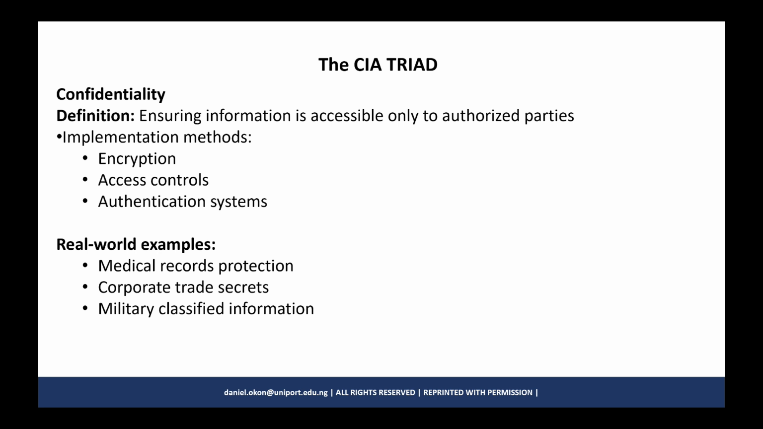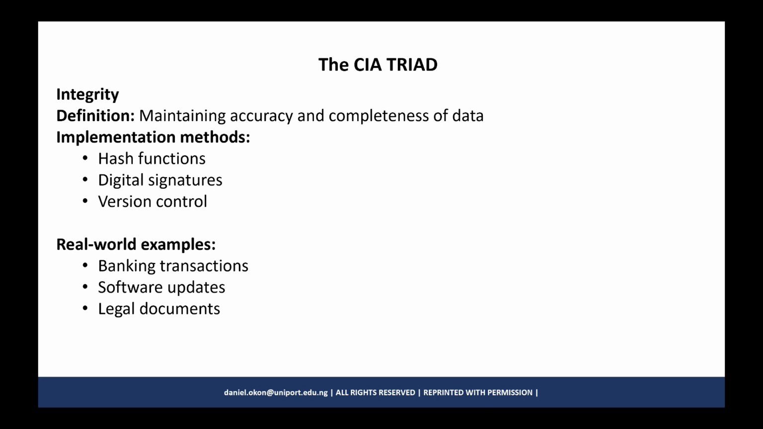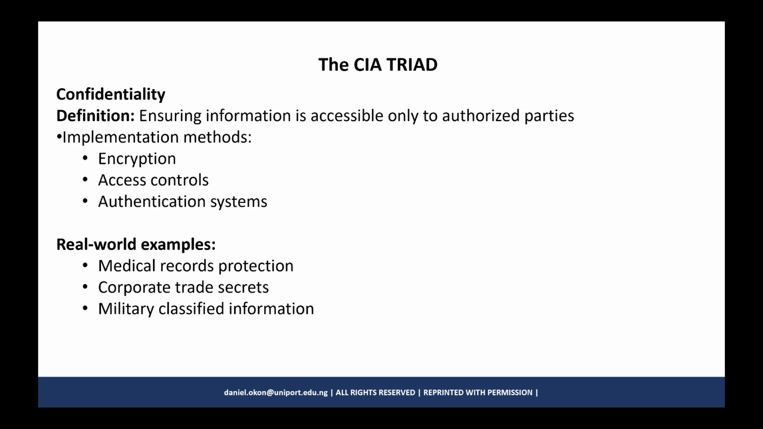Access control now means that though Mr. A or the whole class have access to this classroom, not everybody can have access to the server room. Authentication, we have explained it already. Now let's look at another characteristic of the CIA triangle. Integrity. Confidentiality means ensuring that information is accessible to only authorized parties.